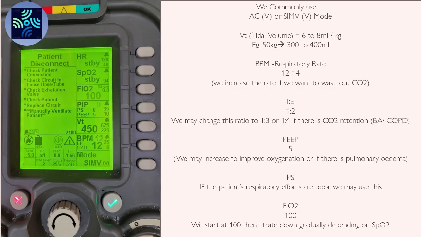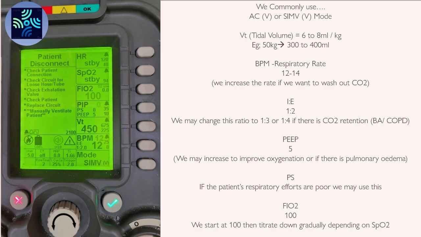IE is the ratio between the inspiratory and expiratory times. It is normally set as 1 to 2. We may change this ratio to 1 to 3 or 1 to 4 if there is CO2 retention as in bronchial asthma or COPD. The PEEP, the positive end expiratory pressure, is set at 5. We may increase it to improve oxygenation or if there is pulmonary edema.